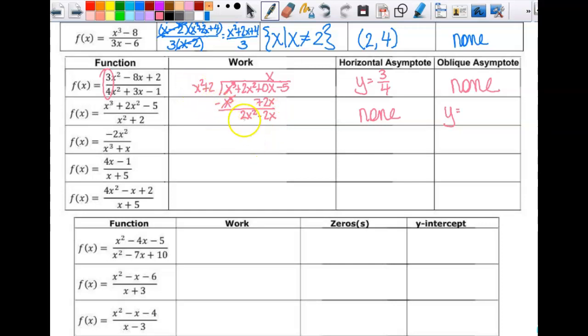So the x squared goes into 2x squared a positive 2 times. And because I'm not having to actually divide this whole thing out, I can stop when I get my linear, and then this is just x plus 2, because I don't care about the remainder.